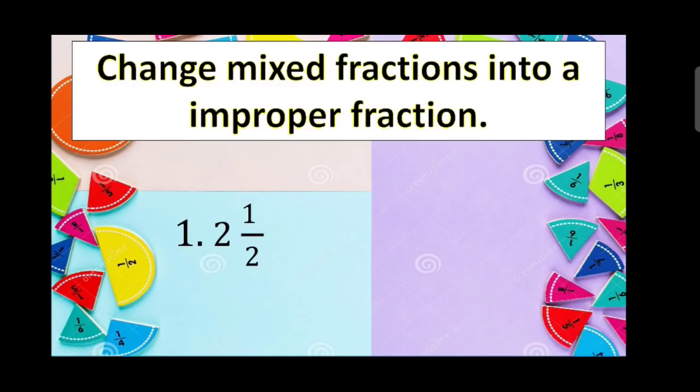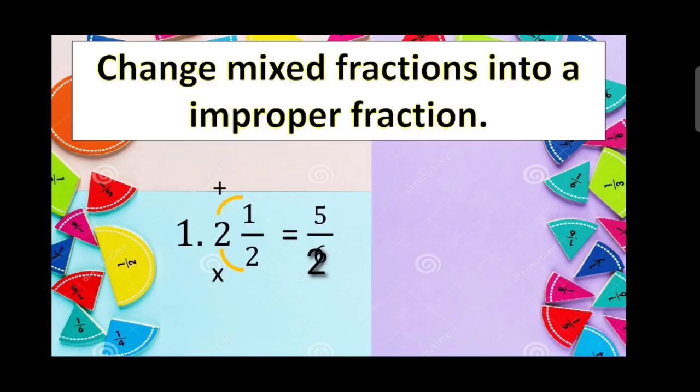Para makuha natin yung improper fraction, we will multiply lang po si denominator and whole number. So, 2 times 2 is equal to 4. Then, after nyo makuha yun, i-add nyo sa 1. So, 2 times 2 is equal to 4 plus 1 equals 5. So, ang improper fraction natin is 5 over 2. 2 po yun, hindi 6. Okay, so ang improper fraction natin dyan ay 5 over 2.